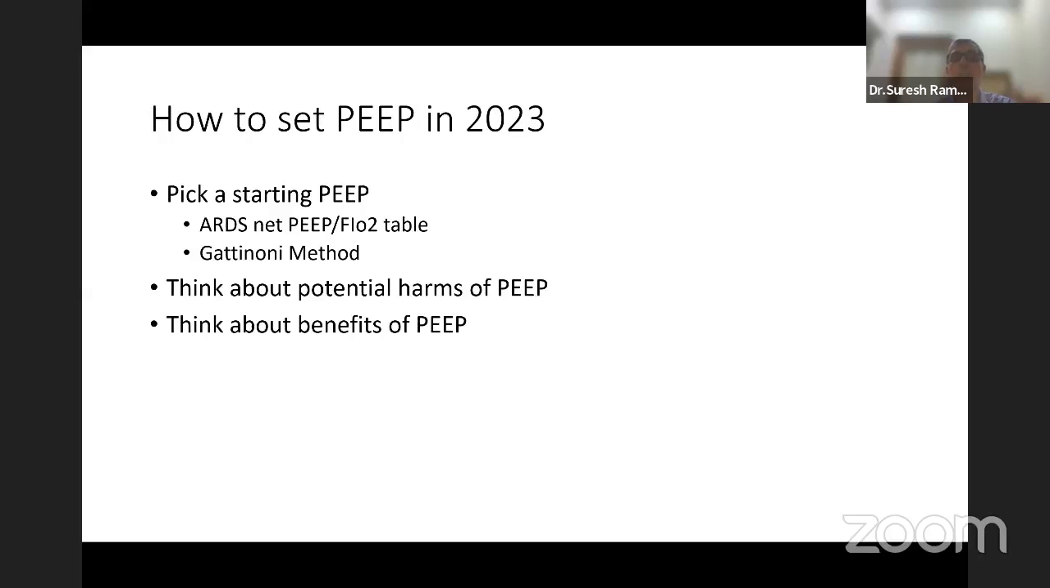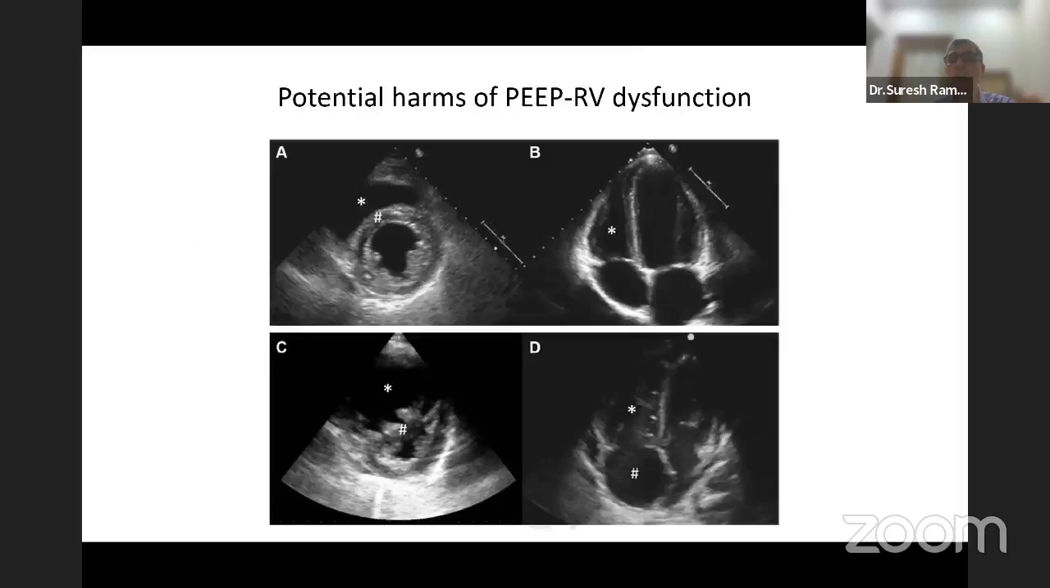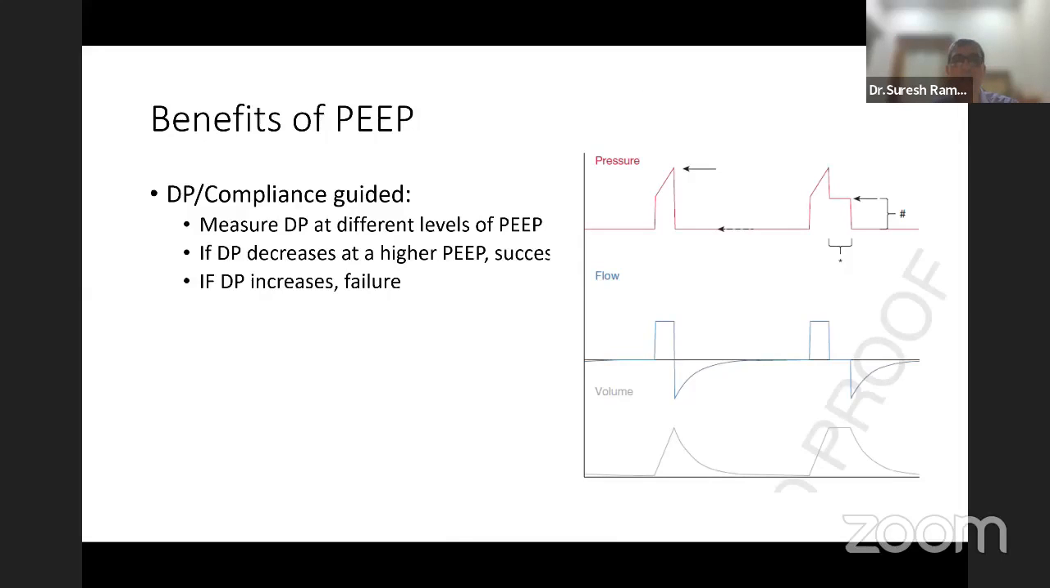So you're going to think of the potential harms, and you're going to monitor for RV dysfunction, either continuously with echocardiography, looking for the D sign and for dilatation of the RV, or you can use a Swan-Ganz with a continuous RV cardiac output, which will tell us whether the RV's output is falling or not. So this is one of the things that we can think of.